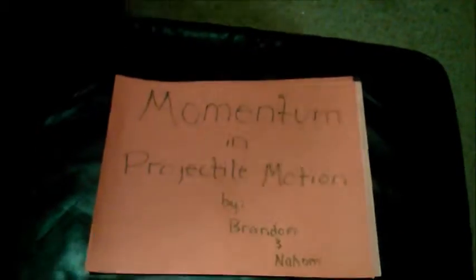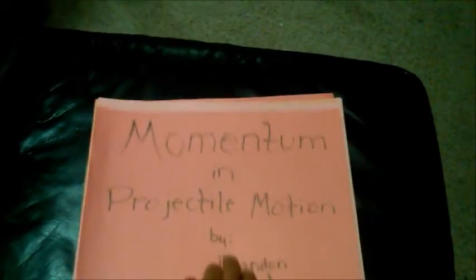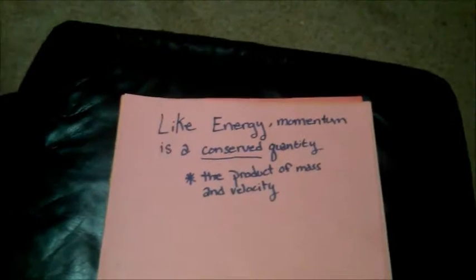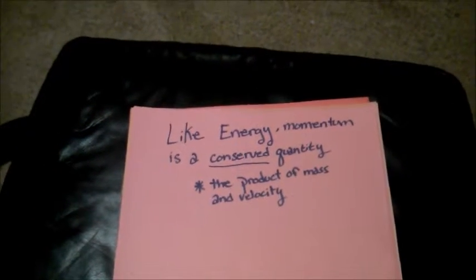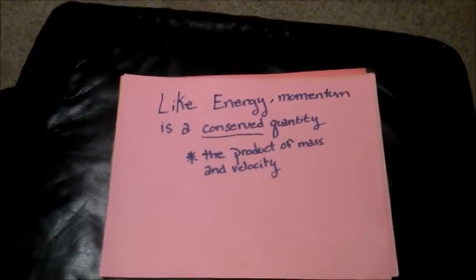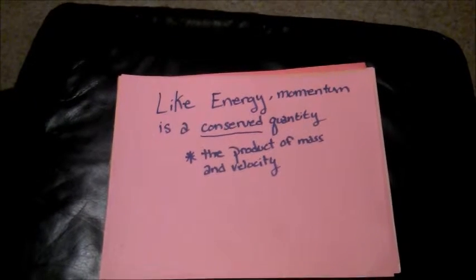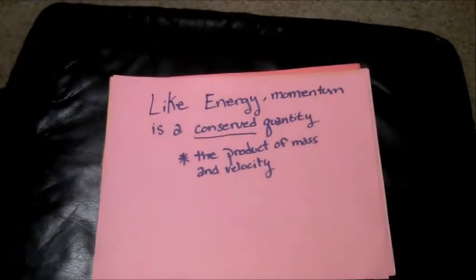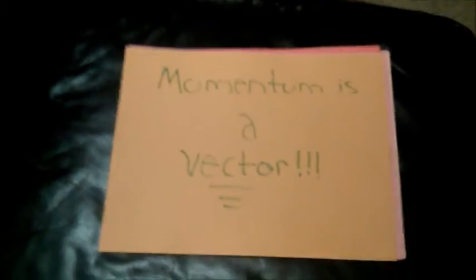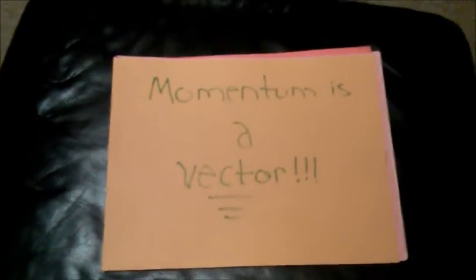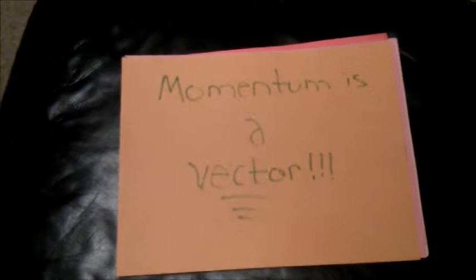Projectile Motion by Brandon and Nahum. Like energy, momentum is a conserved quantity, meaning that it can't be created nor destroyed. It is the product of mass and velocity. Momentum is a vector, meaning that it has magnitude and direction.